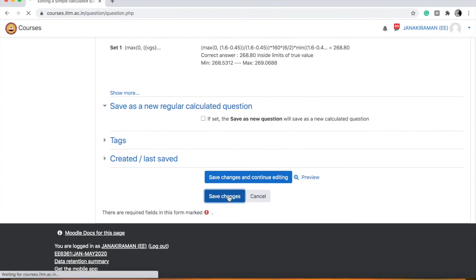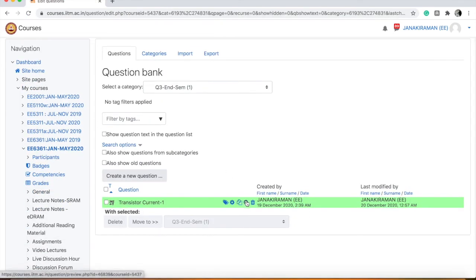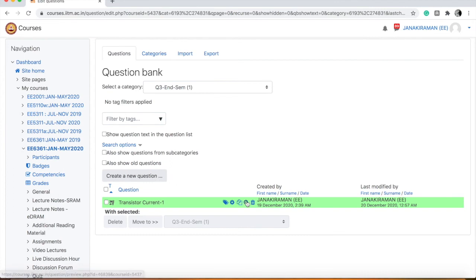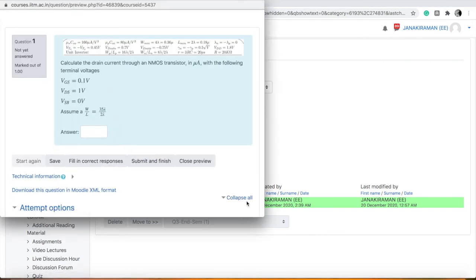I go ahead and save it, and now every time you click on this question, you will see that VGS, VDS, 1 volt, 1.7 volt, and W is 22 in this expression. Let me close this and open this again. Now VGS is 0.1 volt, VDS is 1 volt, and W is 35, a number 35 actually. Note that W is coming as integers, VGS and VDS are coming as decimal numbers. So this is an easy thing to check for us.